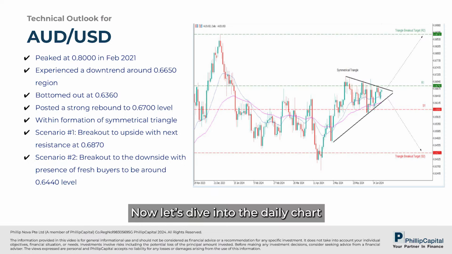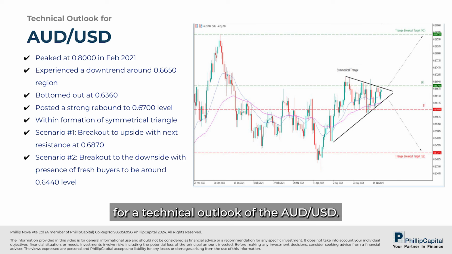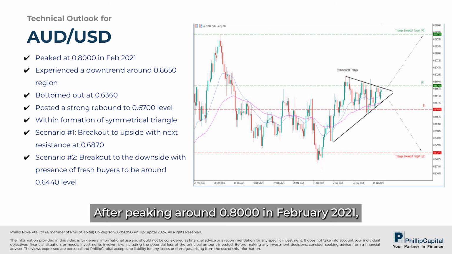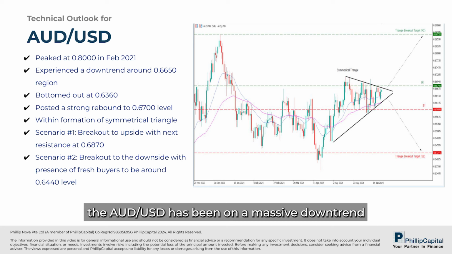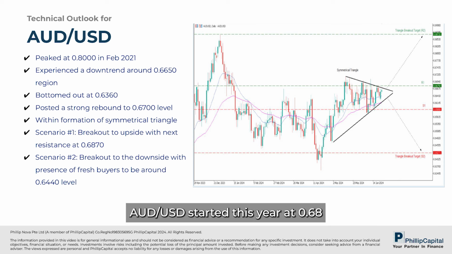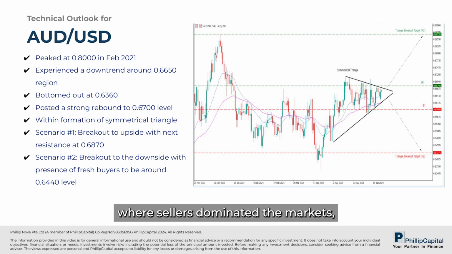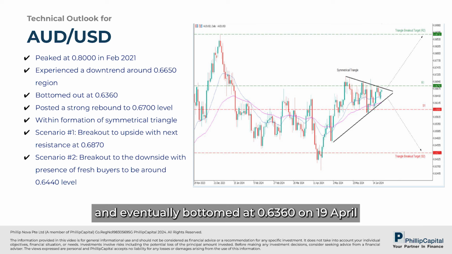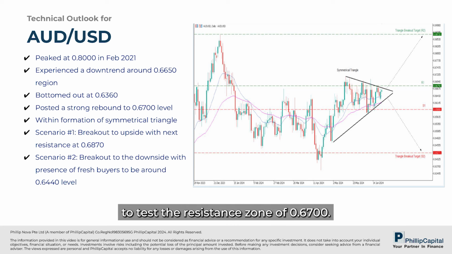Now, let's dive into the daily chart for a technical outlook of the Aussie dollar. After peaking around 0.8 in February 2021, the Aussie dollar has been on a massive downtrend and is currently hovering around the 0.6650 region. Aussie dollar started this year at 0.68, where sellers dominated the markets and eventually bottomed at 0.6360 on 19 April. After which, the pair posted a strong rebound to test the resistance zone of 0.67.